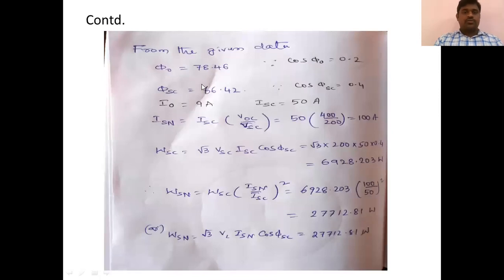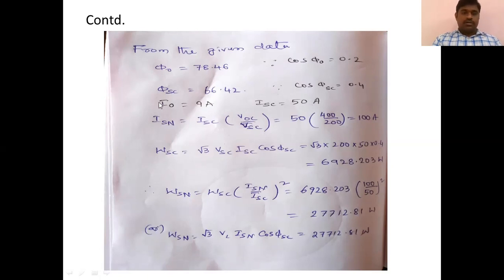So first we have to find the no load power factor angle. Cos phi naught is given as 0.2. From that I am measuring the power factor angle. It is 78.46, and from the short circuit data phi SC will be 66.42, and the no load current is 9 amperes, and the short circuit current is 50 amperes.